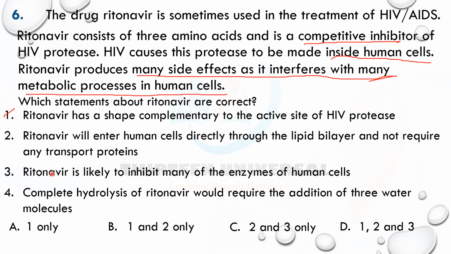So 3 says ritonavir is likely to inhibit many of the enzymes of human cells. Yes, because they said that it has many side effects. So it's inhibiting many, not just one. So that number 3 seems to be correct. Okay. So quickly, number 4 says complete hydrolysis of ritonavir will require the addition of 3 water molecules.